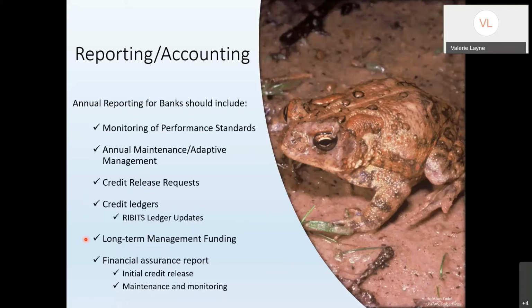And reports on the long-term stewardship funding account. What's the status of it? Is it fully funded? How is it doing? What's the balance? And the financial assurance report, whether or not any of those securities that Veronica was mentioning earlier, if any of those have been used, or if they're still in place, or if they've been released to the bank sponsor.